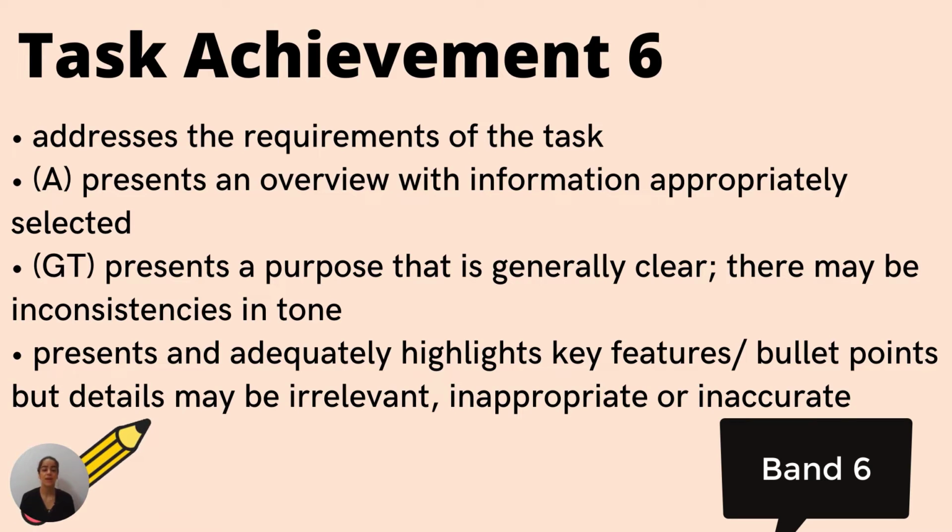Instead of 7. Present and adequately highlight key features, bullet points, but details may be irrelevant, inappropriate, and inaccurate. So it is saying that the key features are adequately highlighted. The bullet points are covered, but the details may be irrelevant, inappropriate, and inaccurate. So sometimes you're just talking about something which is not asked. Sometimes you are just changing the information because of lack of accuracy. So all of them will result in your score being a 6.